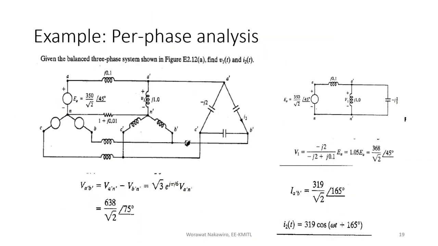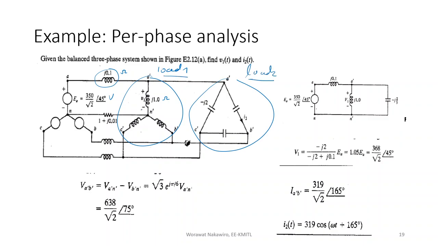Let's go through this example. I will have a more detailed illustrated example for you. Okay, so this example gives you a balanced three-phase system with the voltage at the source of 350 over root 2, and the angle is 45 degrees. Okay, and you see that the line impedance between the source and the first load is j0.1. In this case, the unit should be given, right? This should be in ohms. Okay, everything is in ohms, and this is in volts. This is the group of load one, and we have another load called load two.